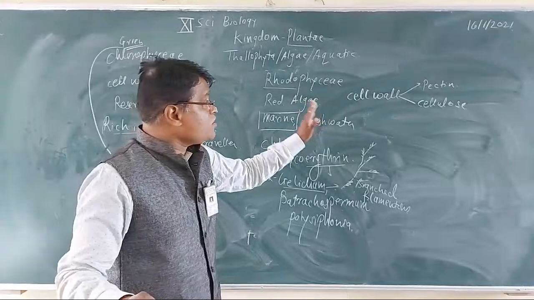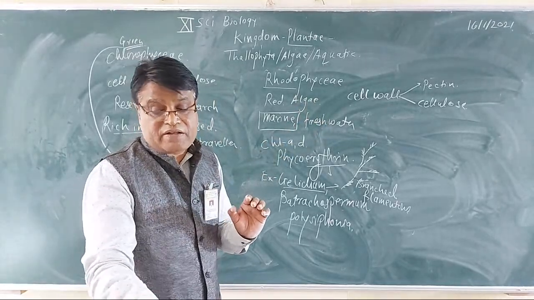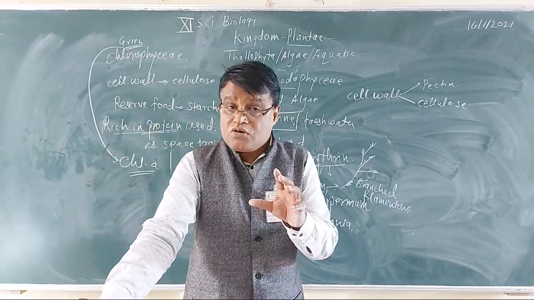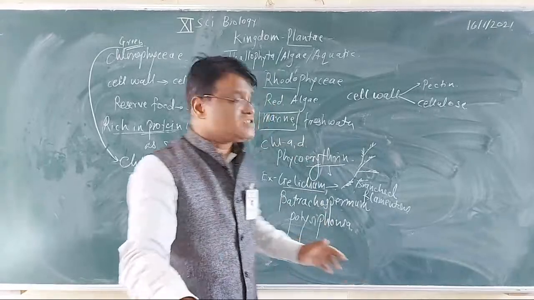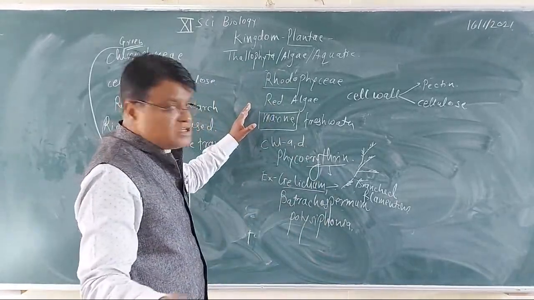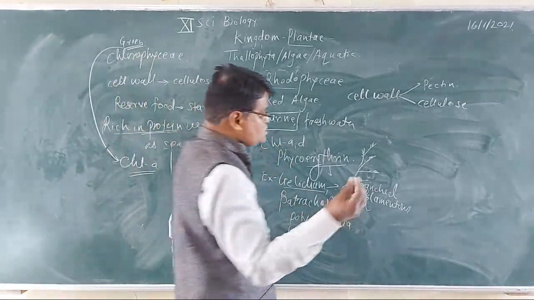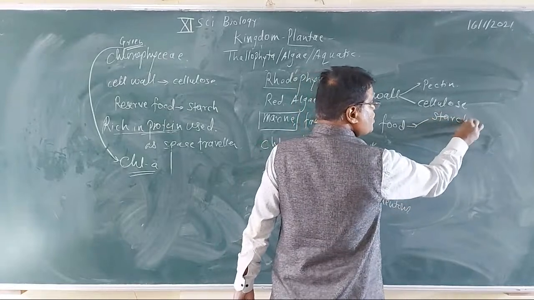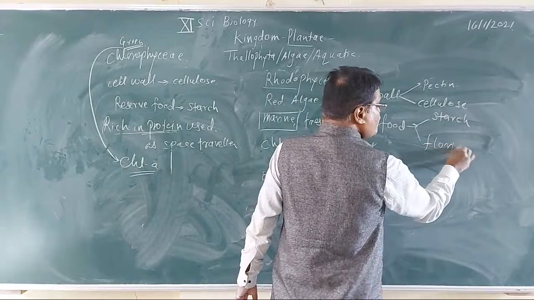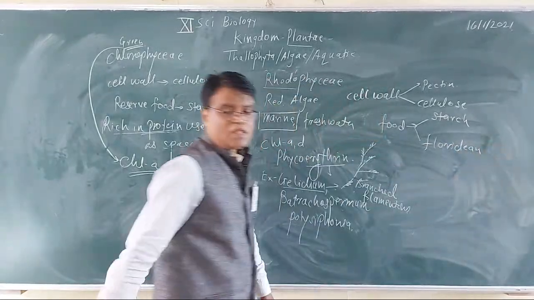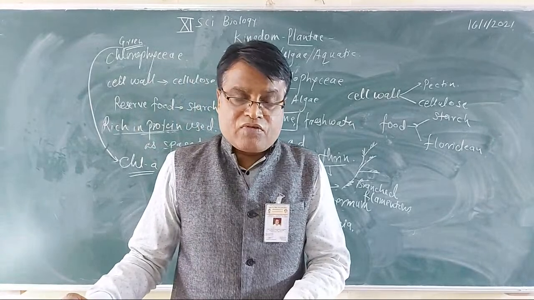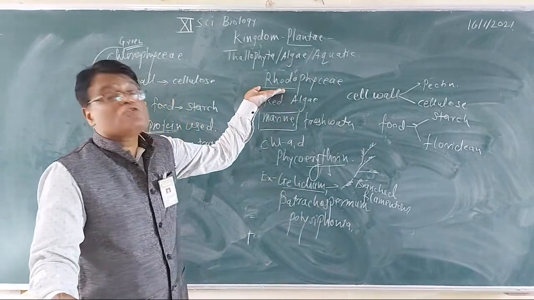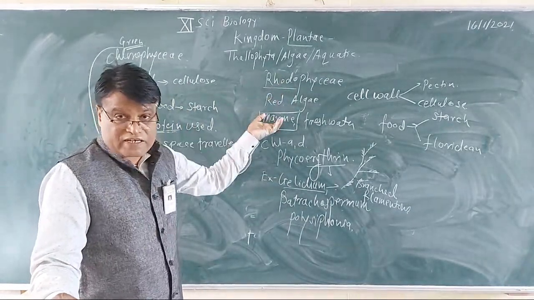Then in case of the Rhodophyceae, the cell wall is pectin, and next to that pectin and then cellulose. Different types of food are also seen in Rhodophyceae. One is starch, which is the common food, no doubt. And next to that is floridean starch. Floridean starch is the food material and very important in Rhodophyceae of the Thallophyta group.